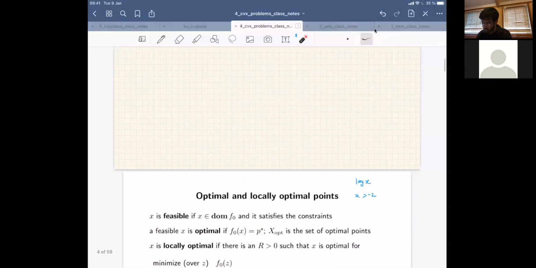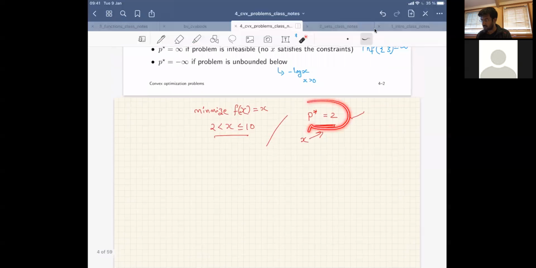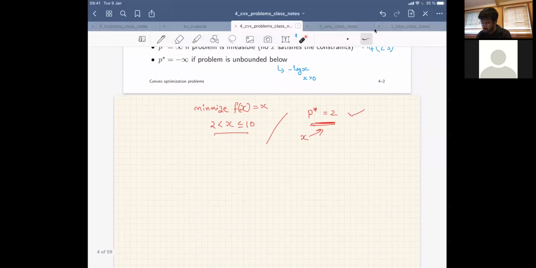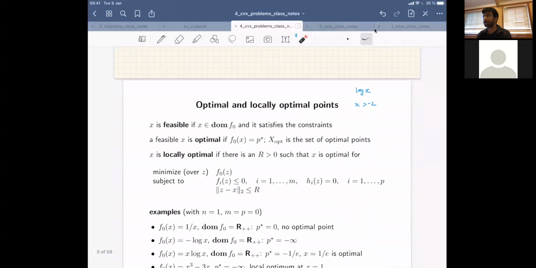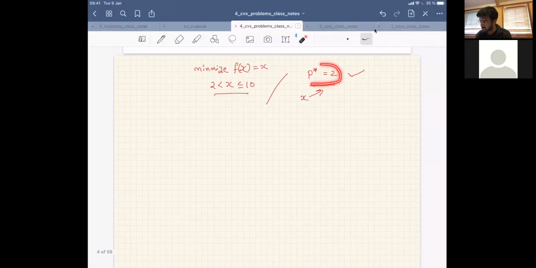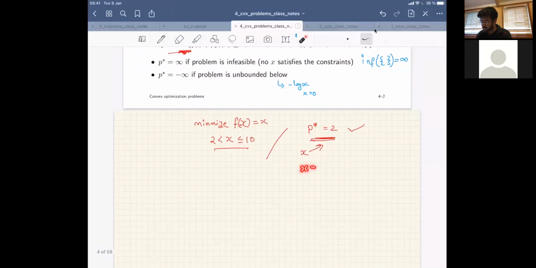Here you cannot find any x which achieves this value, so you cannot find any optimal point. But the optimal value of the function is this. We know that this is achieved when x equals 2, but that 2 is not feasible. So the optimum value is achieved for x equal to 2, but that 2 is not in the feasible region.